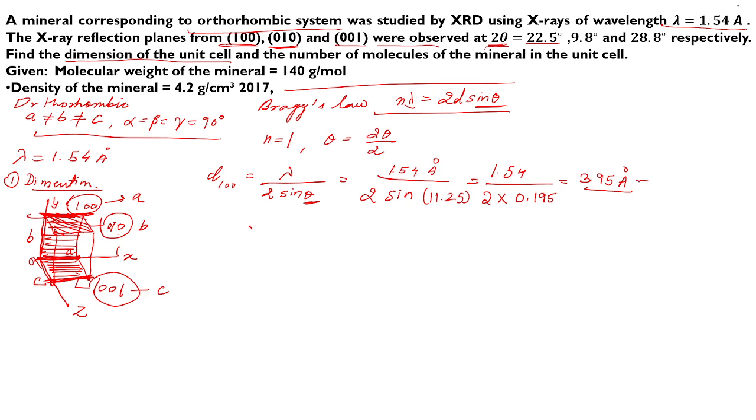So this is a. Similarly, by using the 010 plane, 1.54 divided by 2 multiplied by sine of 9.8 divided by 2, which is 4.9, is equal to 1.54 angstrom divided by 2 multiplied by the value 0.0855.